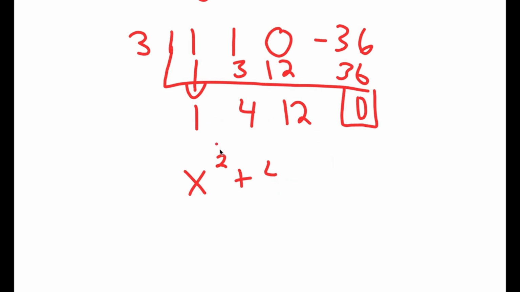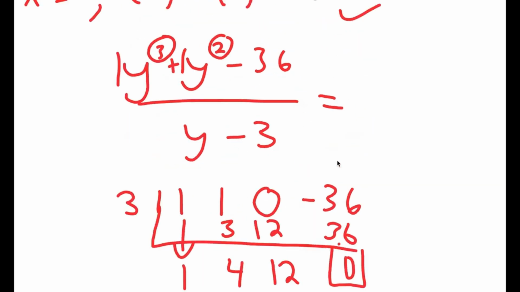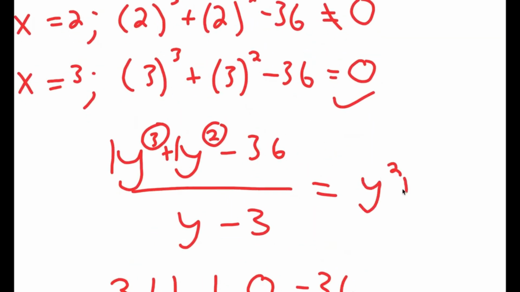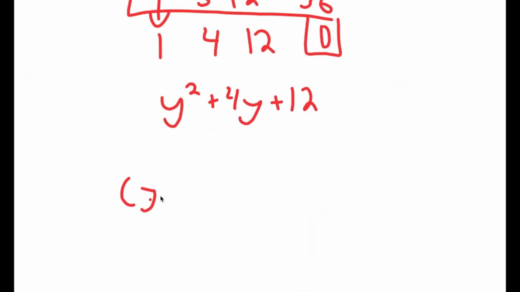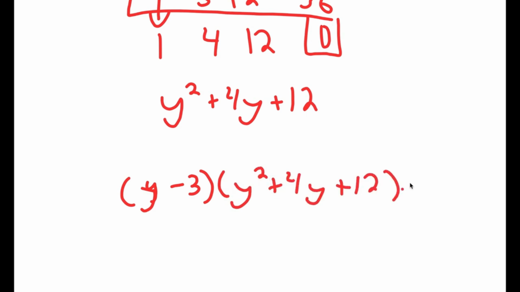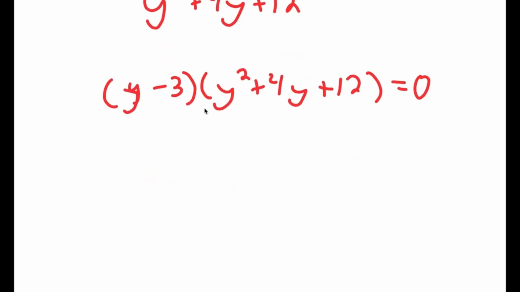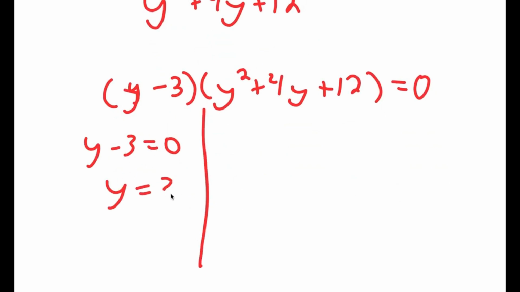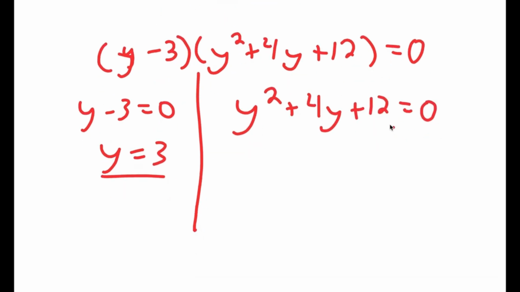Sorry, this is actually y squared plus 4y plus 12, and this means that y minus 3 times y squared plus 4y plus 12 is equal to 0. So now this gives me two equations. I get y minus 3 is equal to 0, meaning y equals 3, and we already know this. And I get y squared plus 4y plus 12 is equal to 0.